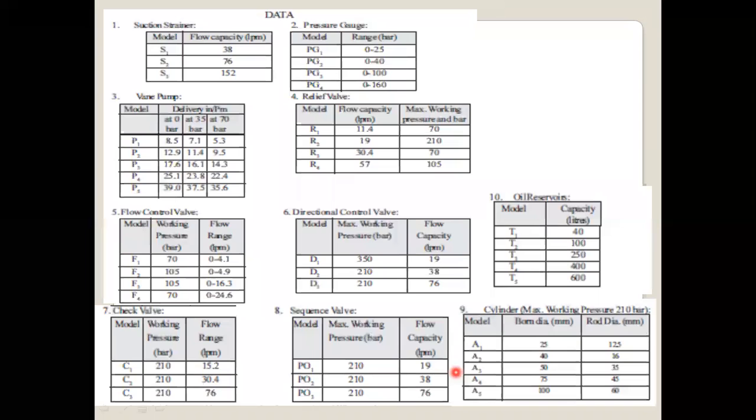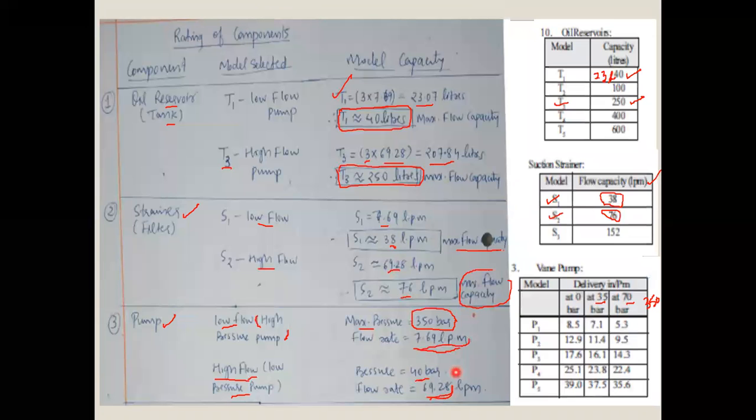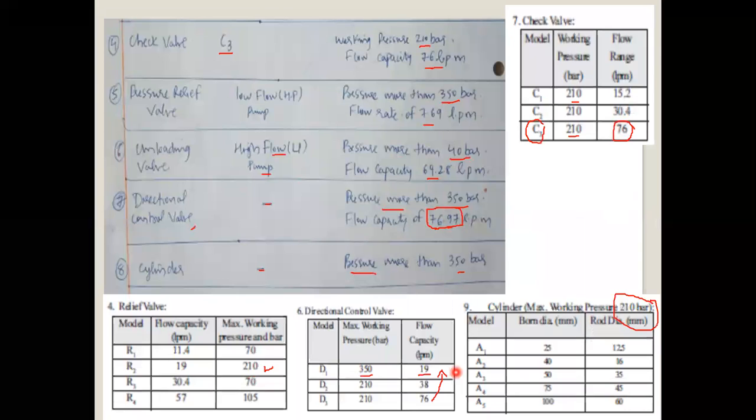Then afterwards, using the manufacturer's catalog, we select the different models which we are going to use in the circuit. If the model is not available in the manufacturer's catalog, then we have to write our requirements, the values we have calculated. In this way we have to do the design of a hydraulic system. Similarly, you can perform the design of various circuits like drilling and others.